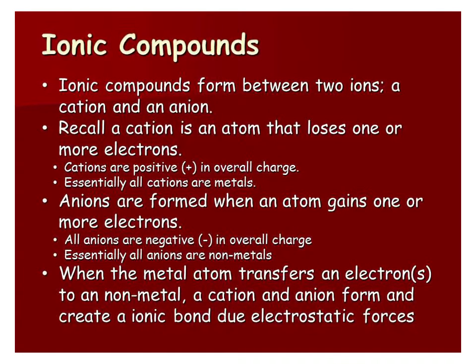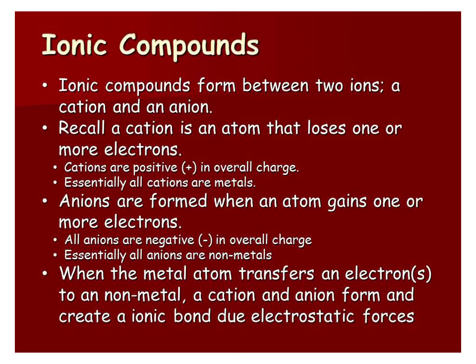Again, a cation is an atom that loses one or more electrons. Its overall net charge is positive, and essentially all the cations are going to be metals. Anions, on the other hand, are formed when an atom gains one or more electrons. Gaining electrons makes it more negative, so the overall net charge on an anion is negative, and they're essentially all the nonmetals on the periodic table, or to the right of the staircase.